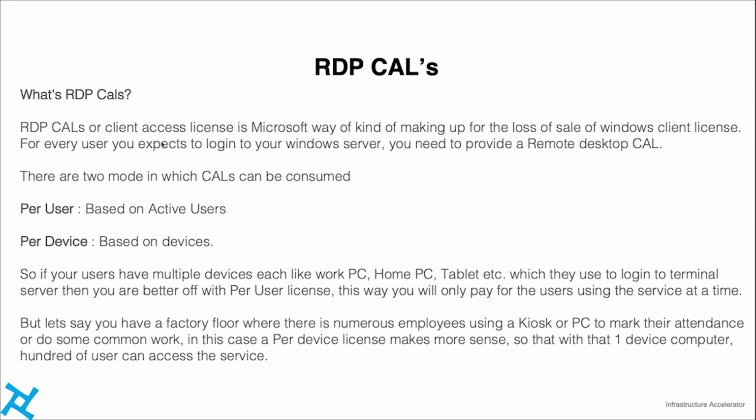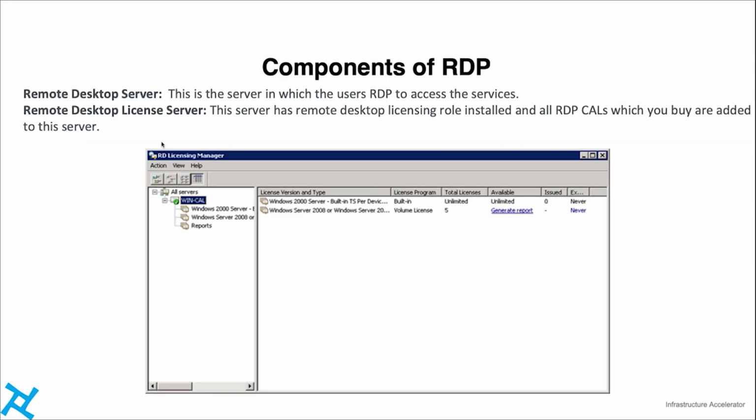So that's what remote desktop services is. The first component of remote desktop services is the remote desktop server on which the user logs in. And the second component is the remote desktop license server. This is where you install the licenses, which I just talked to you about.